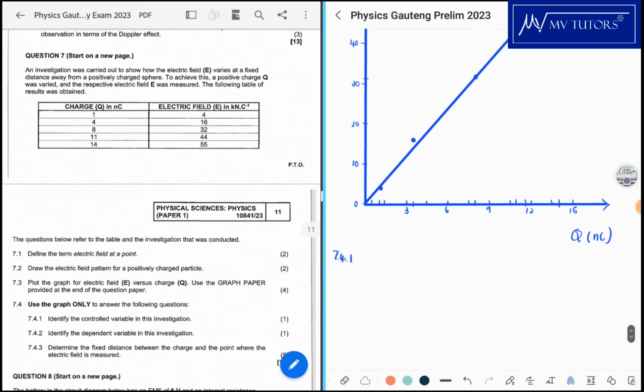7.4.1, it says use the graph only to answer the following questions. Identify the controlled variable in this investigation. So they did say in the introduction to the question that an investigation was carried out to show how the electric field varies at a fixed distance away from the positively charged sphere. So that's the one thing that you've controlled, all right? And that is the fixed distance.